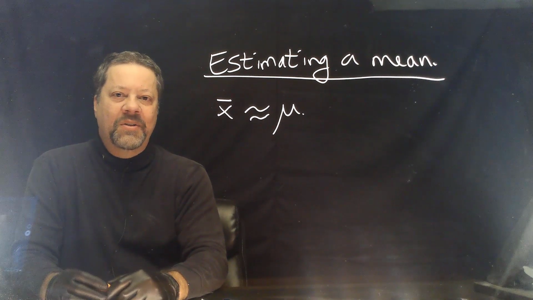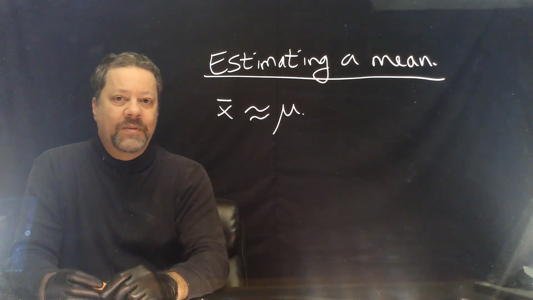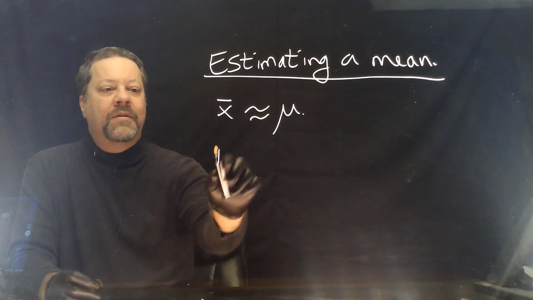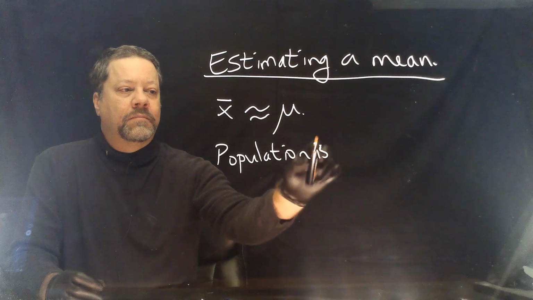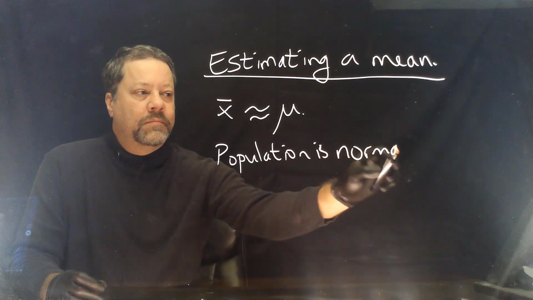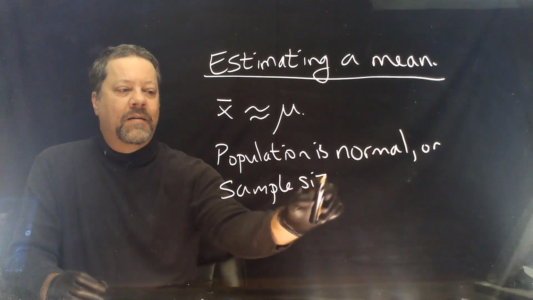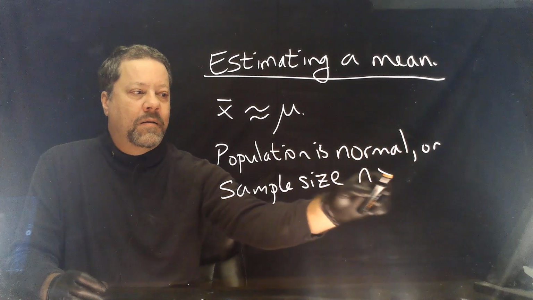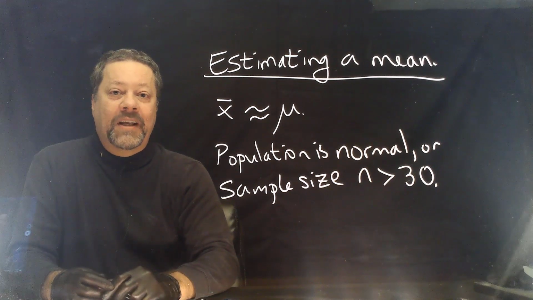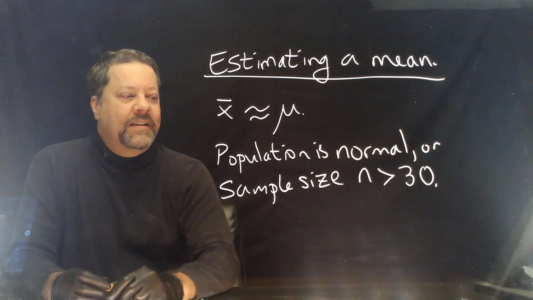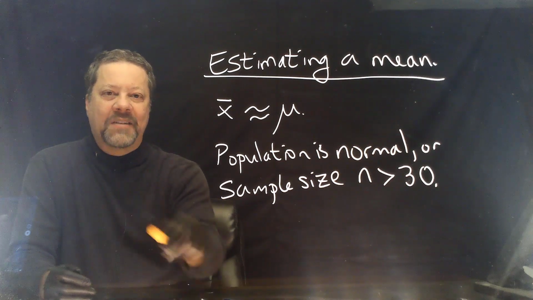The method that we are going to derive here implies that either the population is normal or the sample size is large. And when we say large, what we really mean is bigger than 30. 30 is the cutoff for using the normal distribution for the sample means.